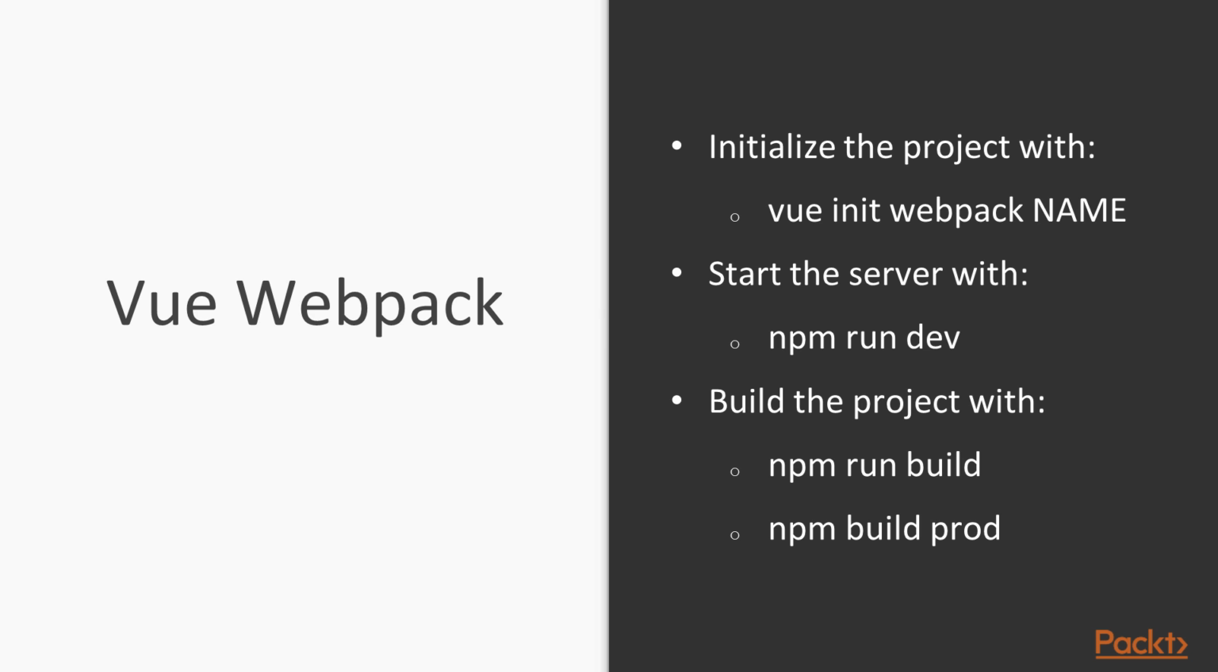To initialize the project, call vue init webpack and then the project's name. You can go with all of the defaults. To start the server coming with it, run npm run dev, and if you want to host the project somewhere and want to build it, call npm run build. Alright, on to the rest of the packages.